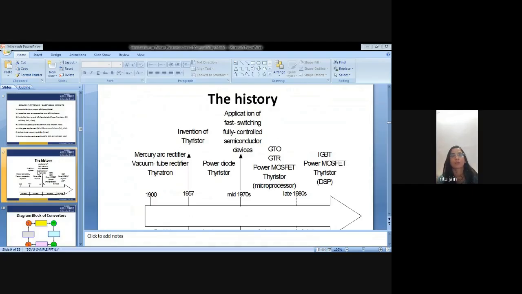Invention of the thyristor. The thyristor was invented in 1957. And the power diode and thyristor, the application of fast switching fully controlled semiconductor devices, was invented in the mid 1970s. And the gate turn off thyristor, GTR, power MOSFETs, and microprocessor were invented in 1980. And the IGBT and power MOSFET were invented after 1980. Okay, so this is the history of power electronics devices.